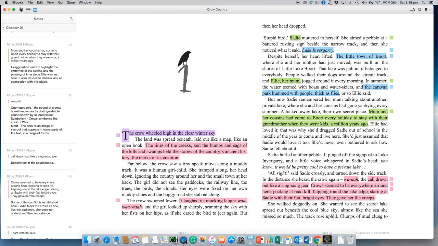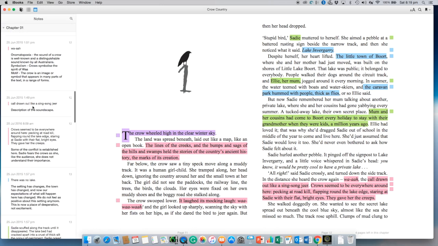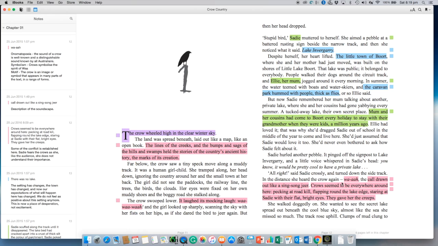And this is where Sadie's demonstrating the vast chasm that exists between her and her mother, not just in terms of age, but in terms of liking little towns like Bort. And this sort of quotation highlights Sadie's lack of connection with this place. She doesn't understand what it is that Ellie has in terms of her connection with this town.